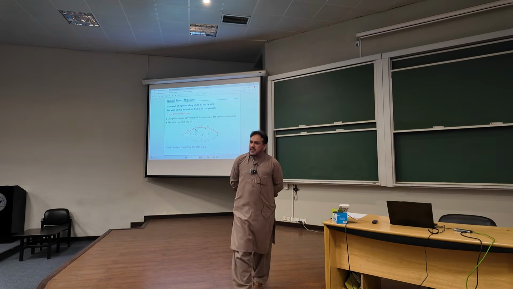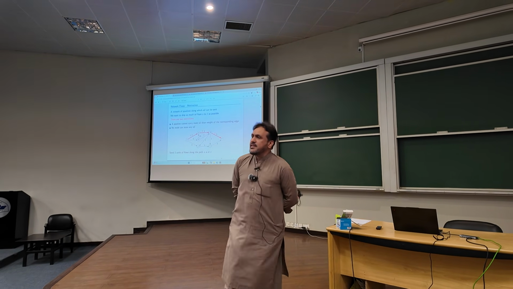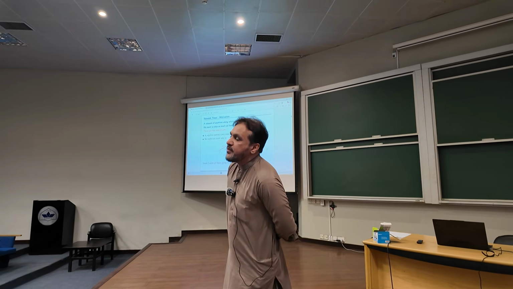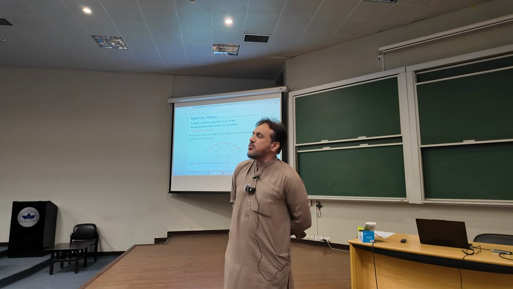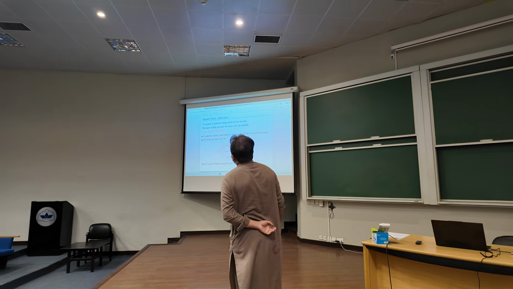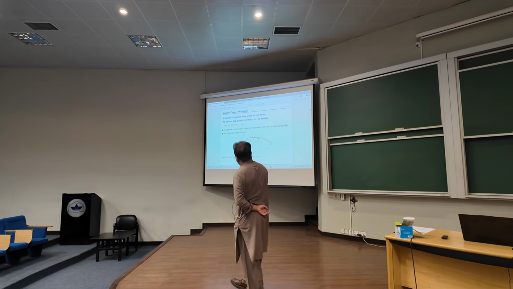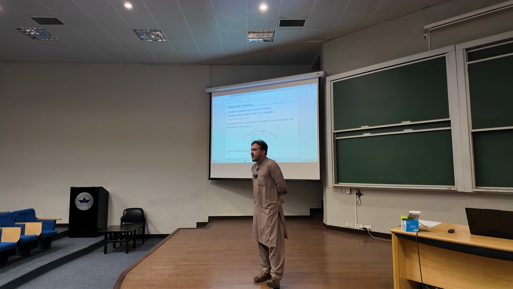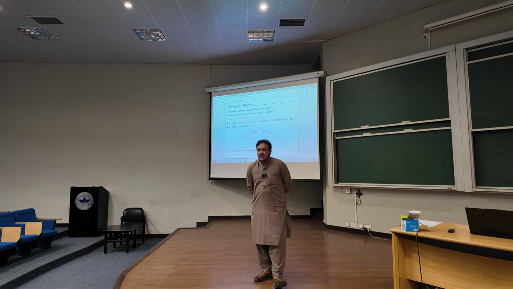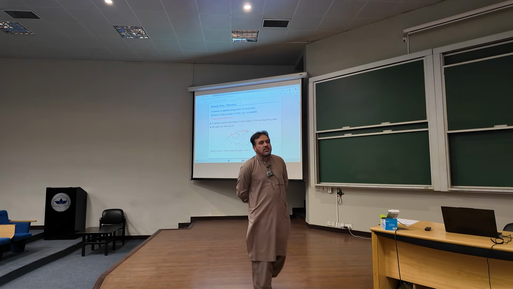Does it satisfy the constraints? Does this flow satisfy the capacity constraint? Is there any flow across any edge that is more than its capacity? This is 2 less than 3, 2 less than or equal to 2, 2 less than or equal to 2. So the capacity constraints are satisfied. Is the storage constraint satisfied? That's called the flow conservation constraint.